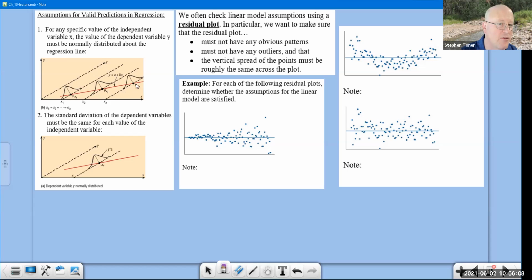I've made a 3D model here of the regression line, and we want most of the data values to fall within a certain band. We've got a standard deviation type of graph drawn here. For any specific value of the variable X, in our case the age of these Corvettes, the value of the dependent variable Y must be normally distributed about the regression line.